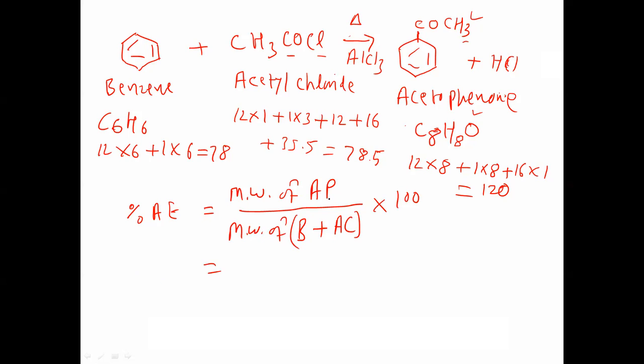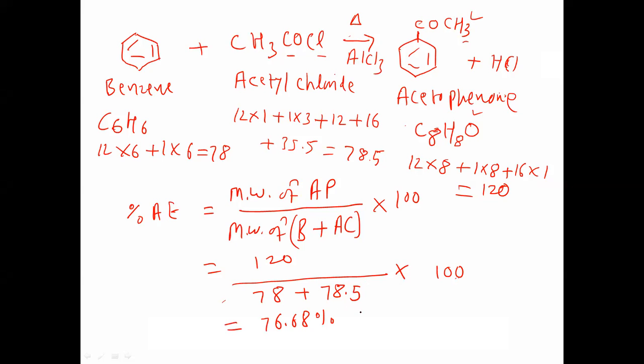So the molecular weight of acetophenone is 120, divided by the molecular weight of benzene, 78, plus the molecular weight of acetyl chloride, 78.5, into 100. That becomes 76.68%. So comparatively good atom economy. This is an acceptable route for the preparation of acetophenone. This is the way you should do it.